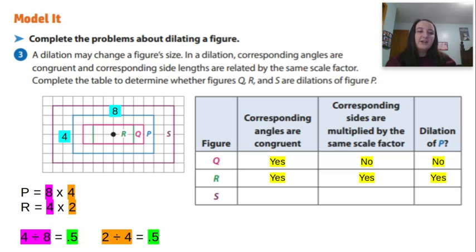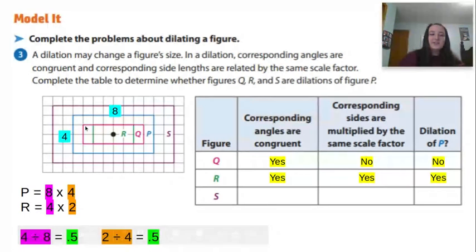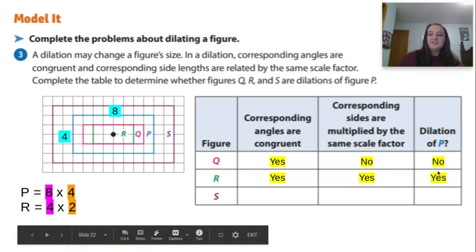Now for figure R, the one in green, we can see that the top is 4 units long, 1, 2, 3, 4, whereas in figure P, it's 8. So we need to do 4 divided by 8, and we get 0.5. Then we do the same for the side length. We have 2 for our new, and 4 for our original. So 2 divided by 4 is also 0.5. Since 0.5 is equal to 0.5, figure R is a dilation of figure P. So our angles are congruent, and our corresponding sides are multiplied by the same scale factor.